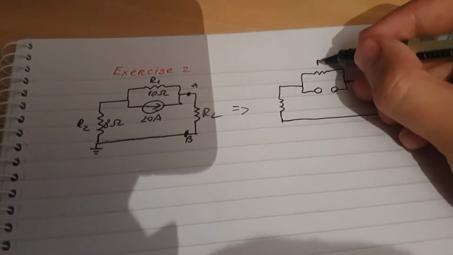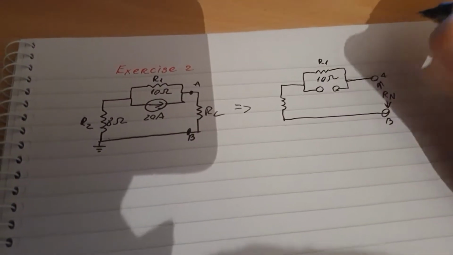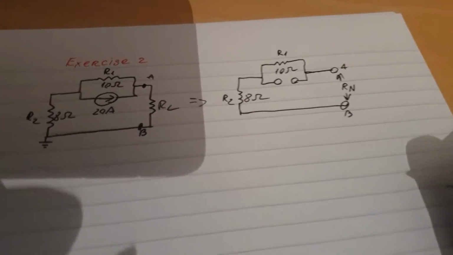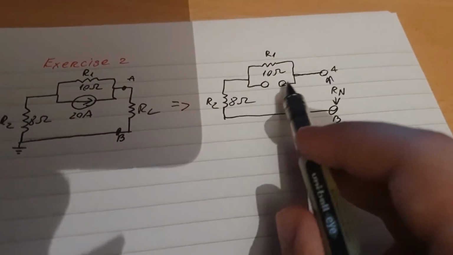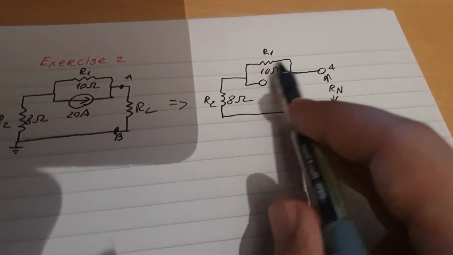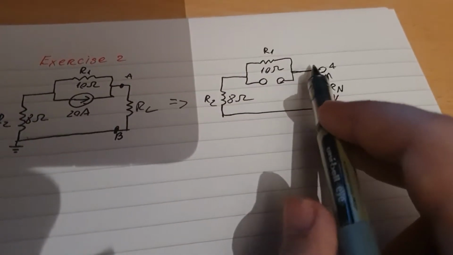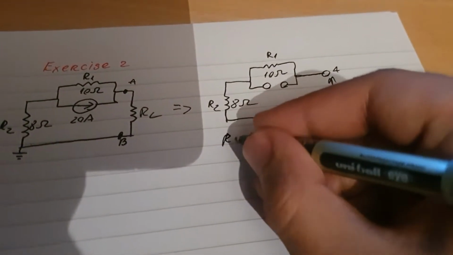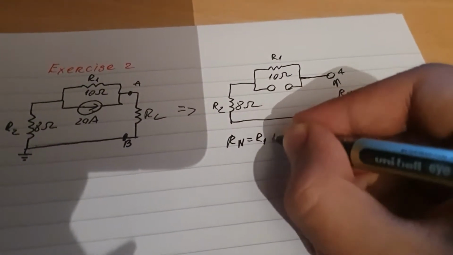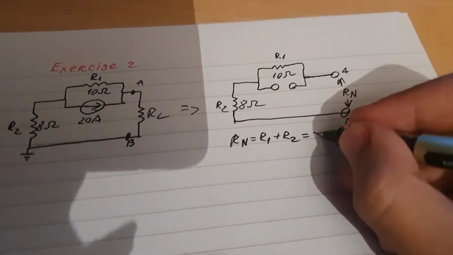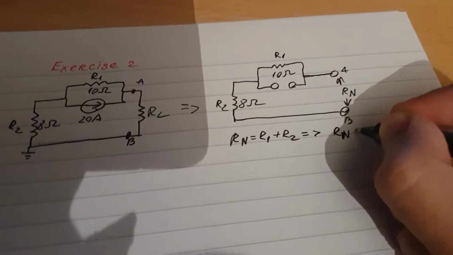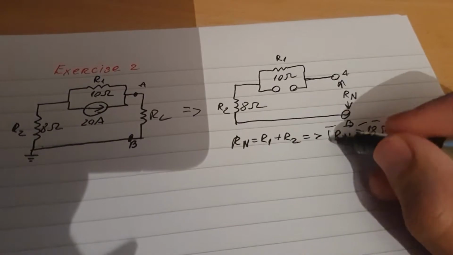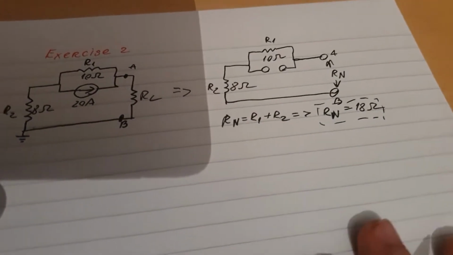There you go, this one will be R1 with 10 ohms, this will be R2 with 8 ohms. And as you can see, it's pretty simple, because in this circuit there's no current through it, so it's just going through here to the top, and it will simply go in a loop. So it's a series connection. So RN is equal to R1 plus R2, which therefore RN is equal to 18 ohms, and this is the value that is important to us. RN is equal to 18.